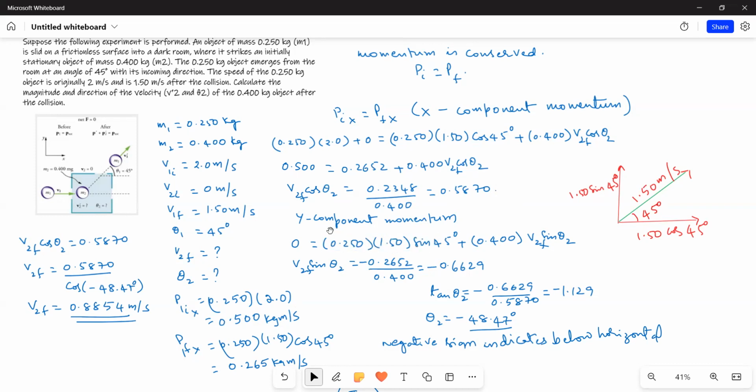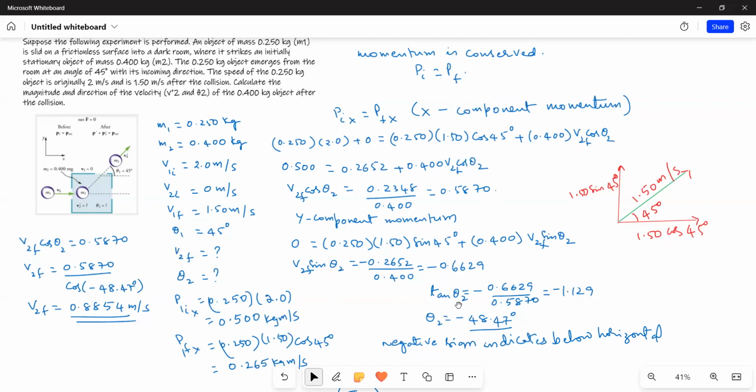Then I equate the y component momentum also. Initially, there is no y component momentum, therefore it is 0. After the collision, we write 0.25 times 1.5 sin 45 plus 0.4 times V2f sin theta 2, because we don't know the velocity and the direction of the second mass. So we leave it like that. Then we solve for V2 sin theta 2 and we get this value.